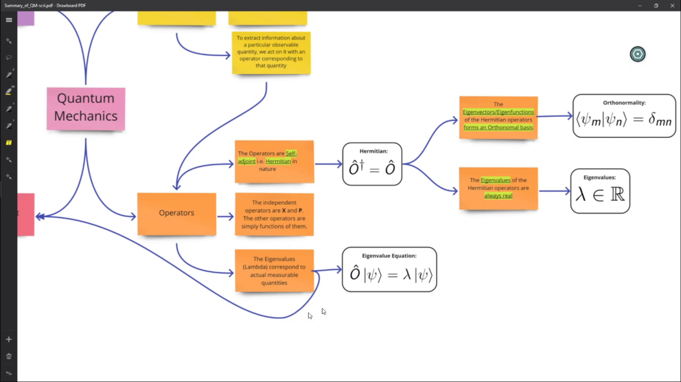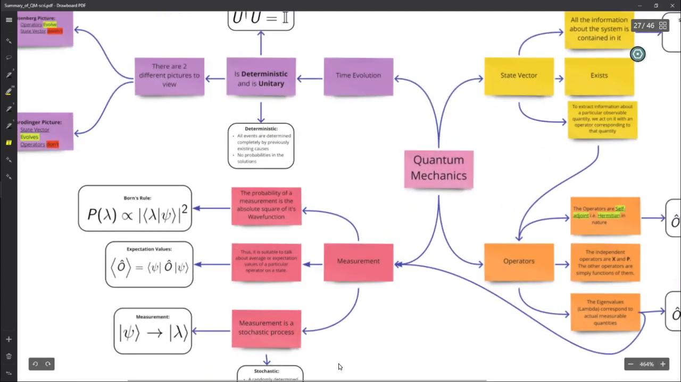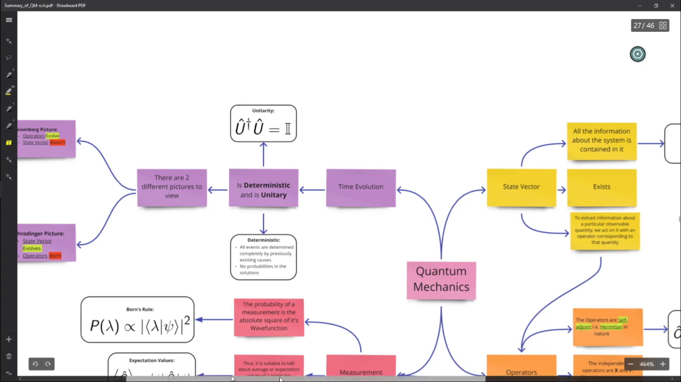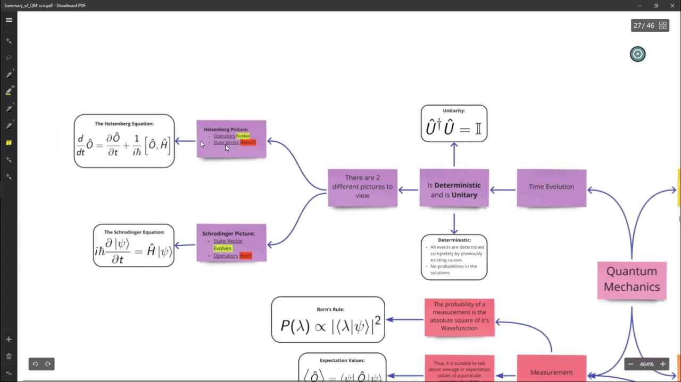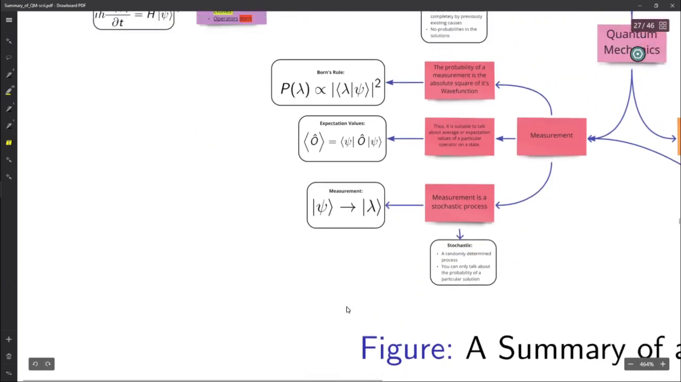And they have something called an eigenvalue equation, as we discussed earlier. The eigenvalues are real, and the eigenfunctions form an orthonormal basis. The other two postulates say that for time evolution there are two different pictures. One where the state vector evolves, one where the operator evolves, and they both have different equations of evolution, but they both mean the same thing, because we're only going to be talking about expectation values rather than something else.